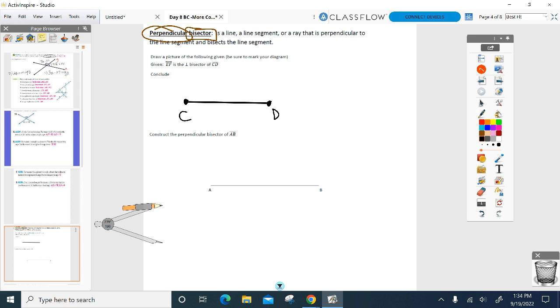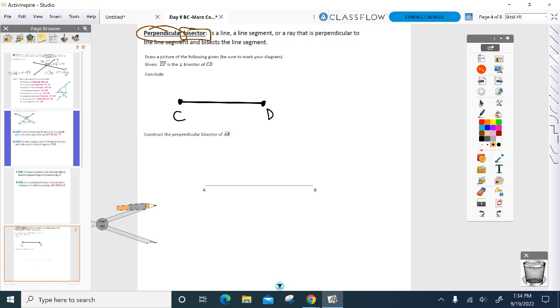So it should form what with CD? A right angle. And also do what to CD? Cut it in half. So hey, look at what I'm going to do here. You tell me yes or no. Is this good enough? Forms 90. Good enough? Why not? Doesn't cut it in half. Good enough? Cuts it in half. Why not? Not 90. I need both.